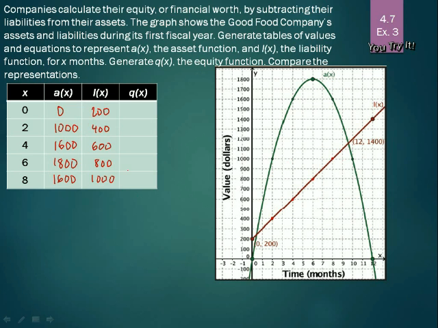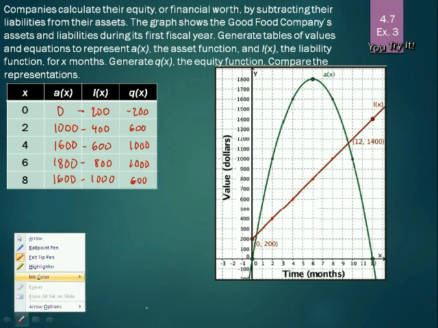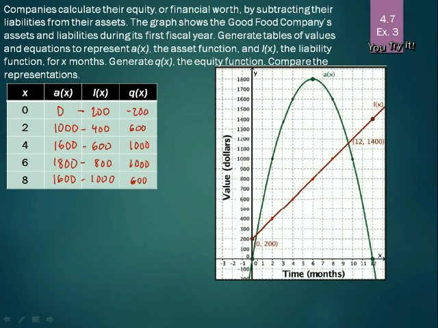And then Q of x is just A of x minus L of x. So 0 minus 200 is negative 200. 1,000 minus 400 is 600. And so on, we get the rest of the values. Okay, so now that we have our Q of x values, let's go ahead and plot those in our graph.